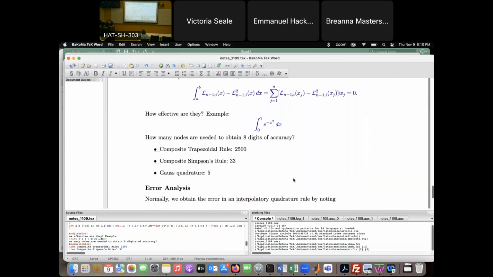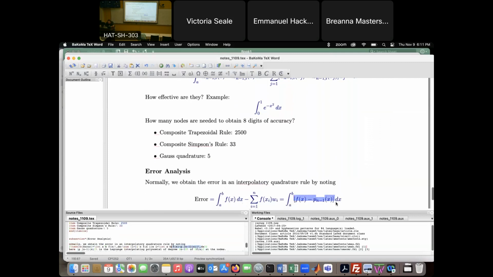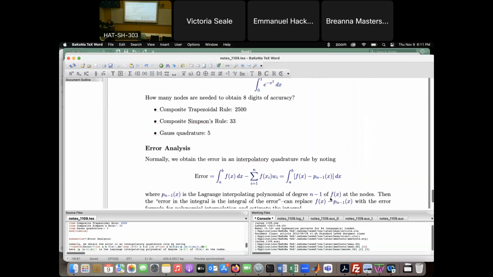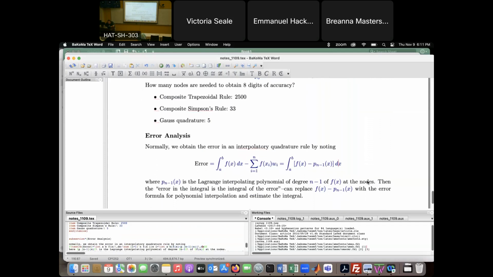As far as error analysis is concerned, normally what you do for a quadrature rule is you take the integral of the interpolation error. So Pn minus 1 is the Lagrange interpolated polynomial of degree n minus 1. But we're going to take a different approach here with Gauss Quadrature, for the error formula.